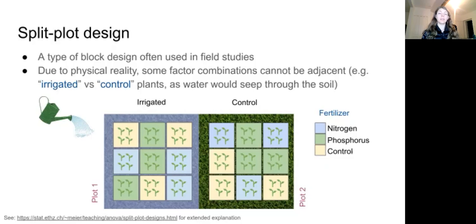Consider now an experiment investigating crop irrigation and fertilization together. You can't randomize the effect of irrigation because water can simply seep through the soil. Thus, the plot must be split into two, across which we can then randomize the level of the other factors.